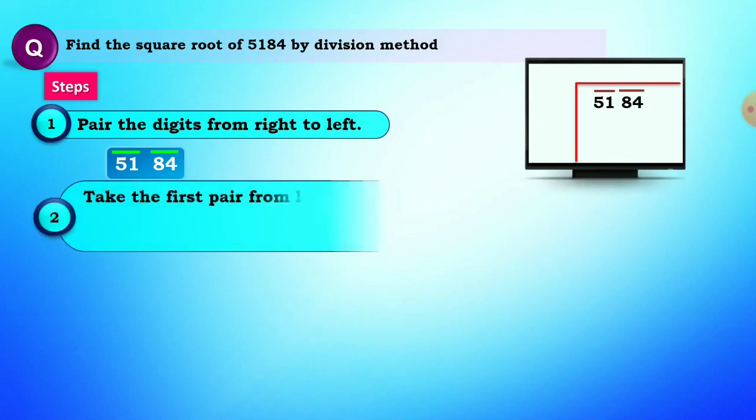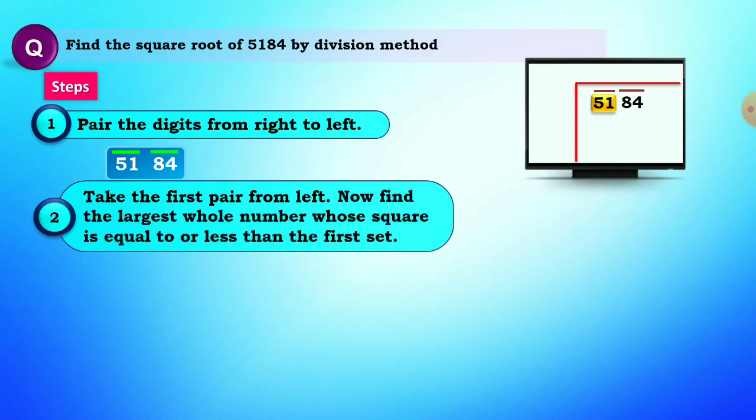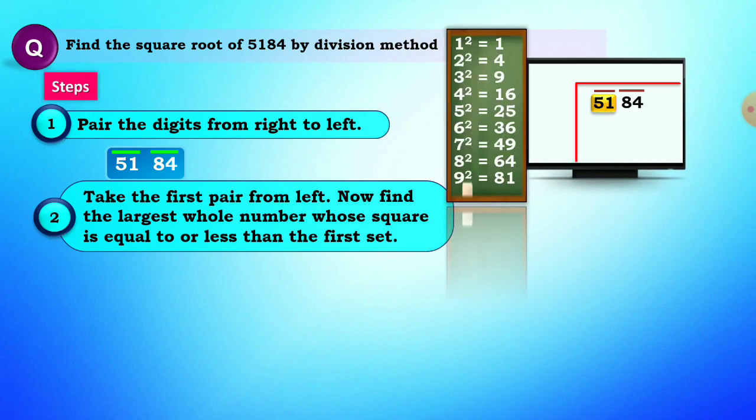Now the next step is we need to take the first pair from the left, that is 51. Now we need to find the largest whole number whose square is equal to or less than the first set, that is less than 51. So let's think, students, which number square is less than 51? Yes, it is 7 square, that is 49.